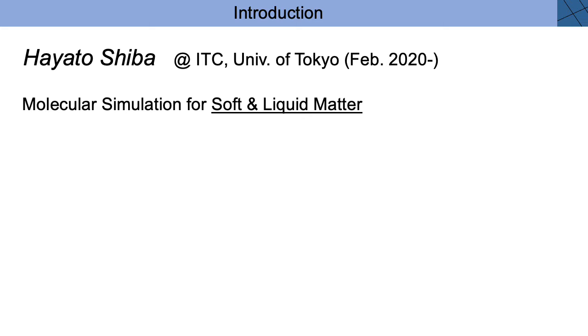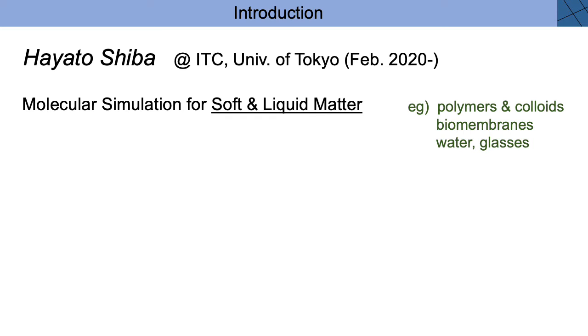I joined the Supercomputing Research Division at ITC, the University of Tokyo, about half a year ago. I have been engaged in studies of soft and liquid matter. My scientific targets are, for example, soft materials including polymers, colloids, and biomembranes, or liquids in a broad sense including water, ionic liquids, and glasses.